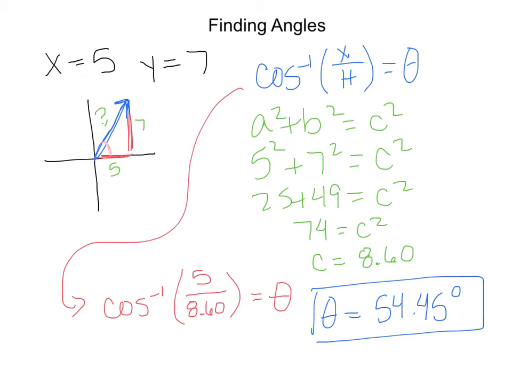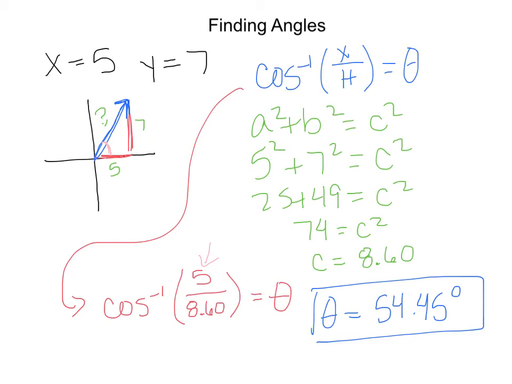Now, you could have done this another way as well. You could have used the sine function, or you could have used the tangent function, since I gave you both components. And either of those would have worked as well. It really doesn't matter as long as you are consistent about what you're using. Since I chose to use cosine, I needed to use the x component. If I would have chosen to use sine, I would have needed to use the y component.